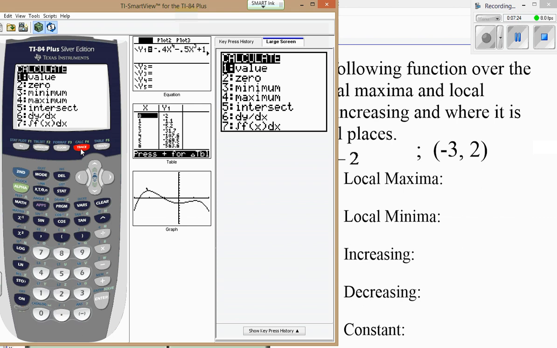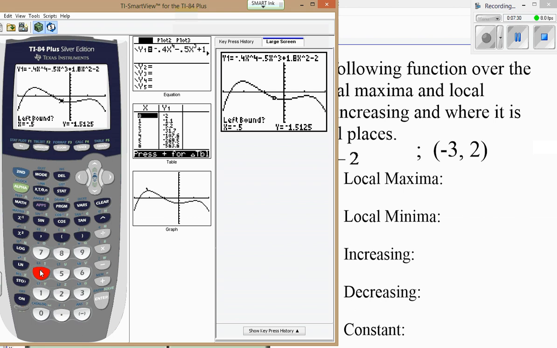And that's going to be a local maximum. So I want to go down to 4, local maximum. It's going to ask me for a left bound. So that's left of your local maximum. So I'm going to scroll over until I get my cursor left. And it doesn't matter how far left, but it just has to be left. And then hit enter. It's going to ask for a right bound location.